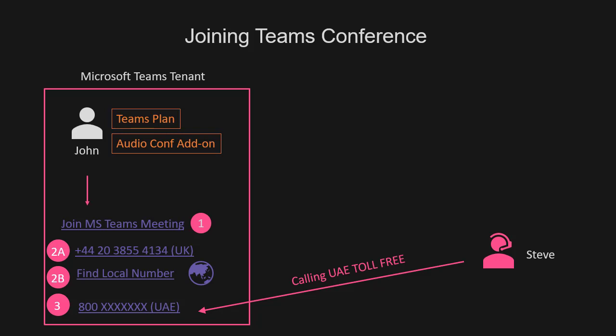The important thing to notice is that John is going to pay for the call that Steve made to the UAE toll-free number. This is why it is called toll-free: invitees, people like Steve, will not pay any calling charges. John is going to pay for those charges. The mechanism for John to pay for those calls is by buying communication credits in the Microsoft 365 Admin Center.